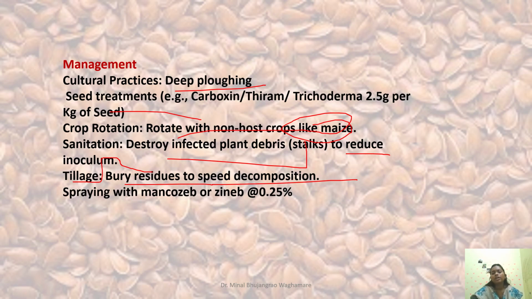Foliar application of mancozeb or zineb is suggested at 0.25%, that is 2.5 gram per liter. The first spray is suggested when the initial symptoms appear, and the second spray is suggested 15 days after the first dose, or if needed.